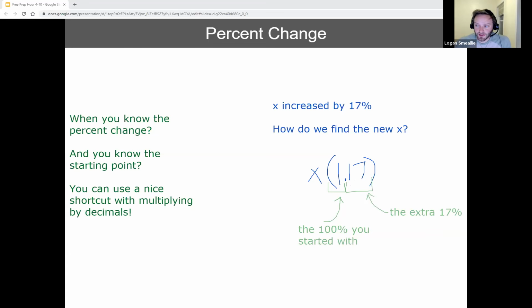For example, if I said X increased by 85%, then suddenly instead of 1.17, I have 1.85. If let's say I went up by a huge amount, X increased by 205%.